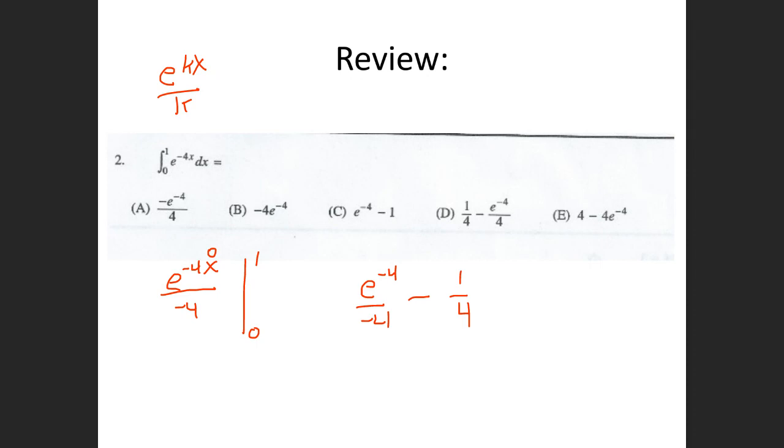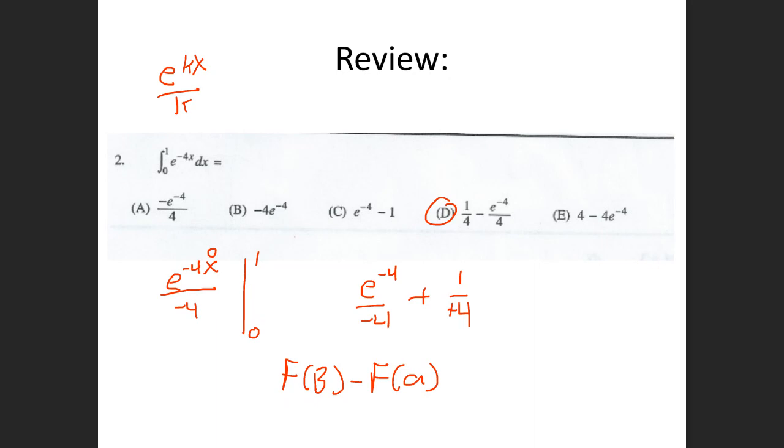Let's see here. So this negative, if I bring that negative up here, that's a negative 4 on the bottom. So that would make that a positive, and that would be letter D for my answer. Okay, remember, when you take the antiderivative, it's f of b minus f of a. Okay, does it starting to ring a bell?